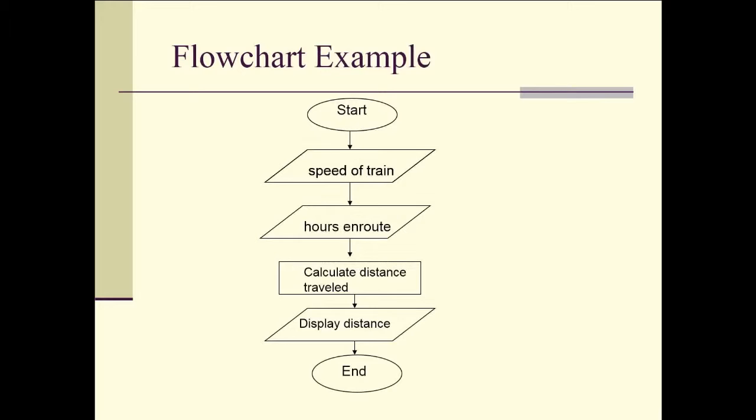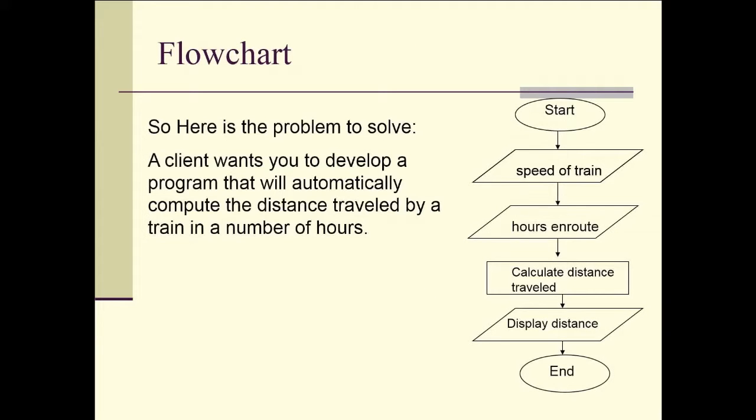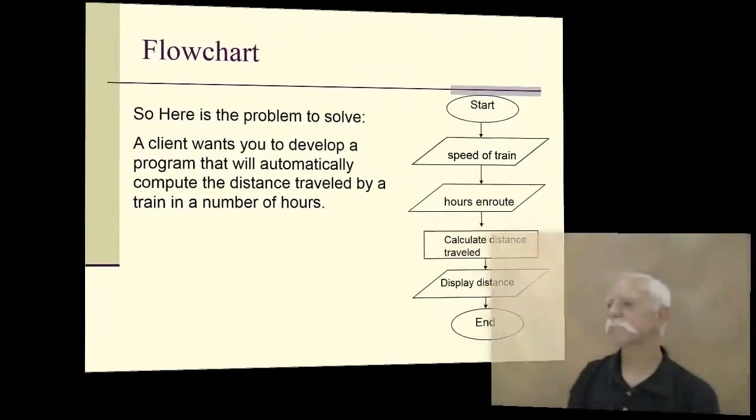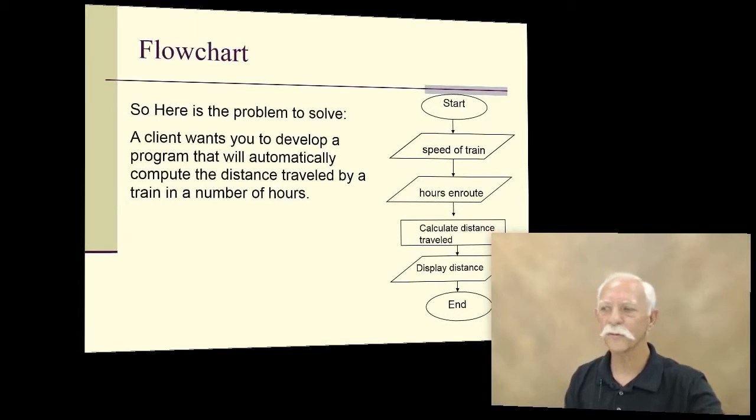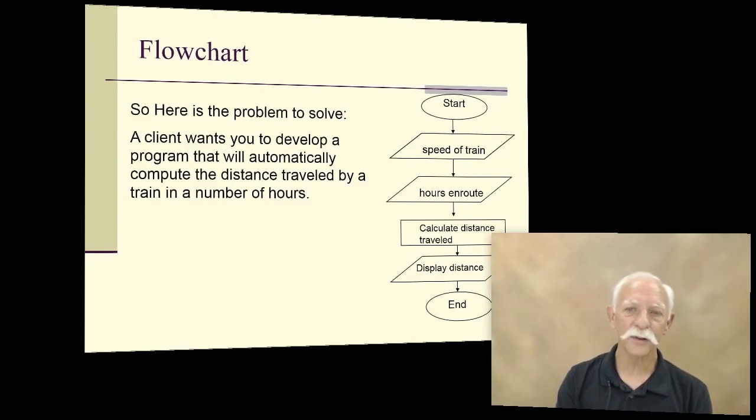of this where we can go start a program, we get the speed of the train, we get the hours en route, and calculate the distance traveled and to display the distance. Now, if we actually did this backwards from the flowchart, it would look like this. Here's the client's question that they've asked us. And they've asked us to develop this program to automatically compute the distance traveled by a train in a certain number of hours. So now we've written the algorithm, and now we take it and write it in a flowchart.